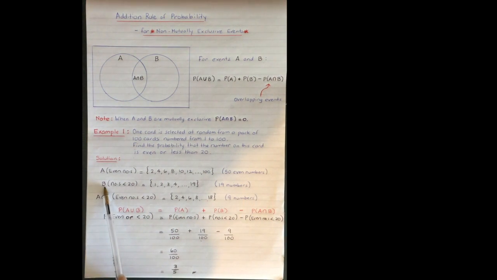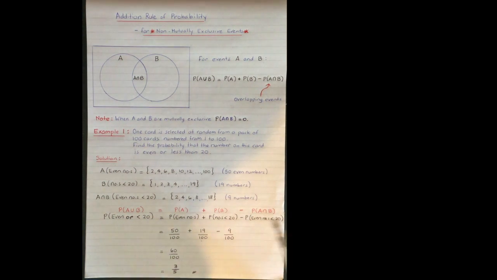Event B would be the numbers less than 20. They would be 1, 2, 3, 4, 5 right up to 19, and there are 19 numbers. Then the event that they both occur at the same time, so even numbers that are less than 20, will be 2, 4, 6, 8 and so on up to 18. There are 9 numbers in total.